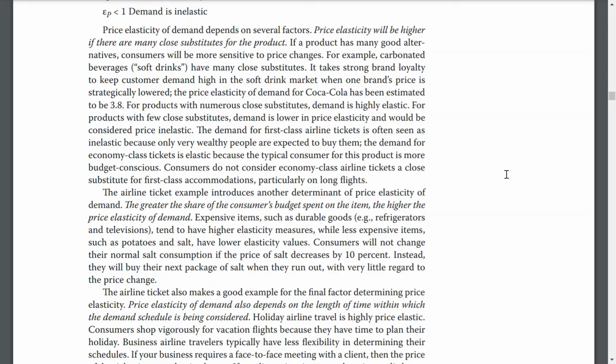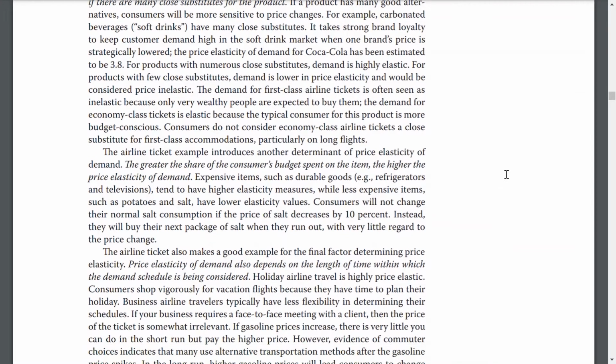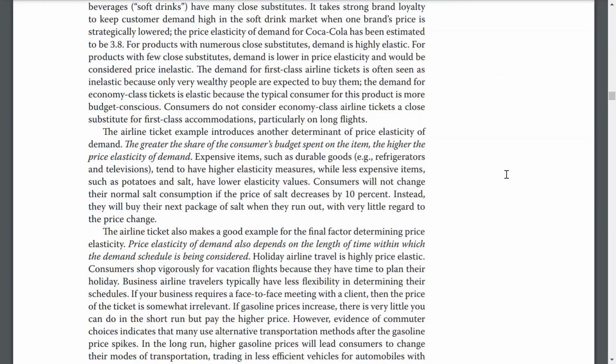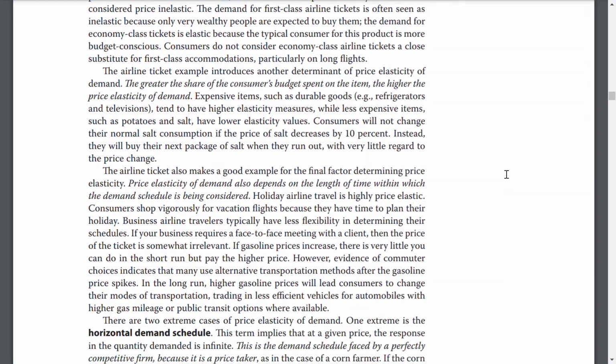Consumers do not consider economy airline tickets a close substitute to first class accommodations, particularly on long flights, especially considering how expensive long flight first class tickets could be. The airline ticket example introduces another determinant of price elasticity of demand. The greater the share of the consumer's budget spent on the item, the higher the price elasticity of demand.